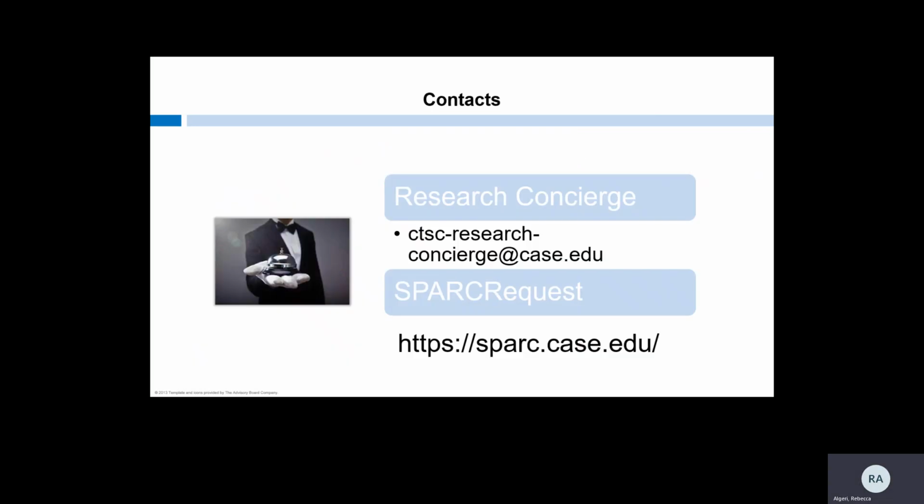To learn more about CTSC services, contact either your site's clinical research unit or reach out to the CWRU concierge. To submit a request for CWRU, CTSC, or hospital-based services, submit a request using the Spark request system.